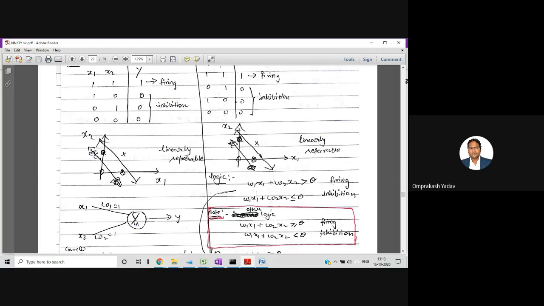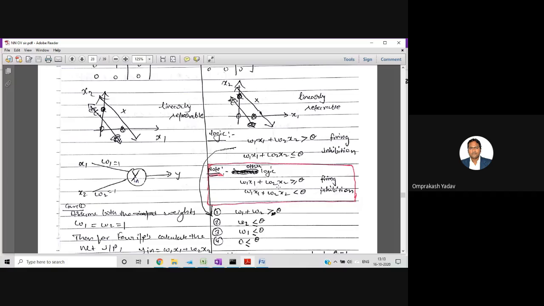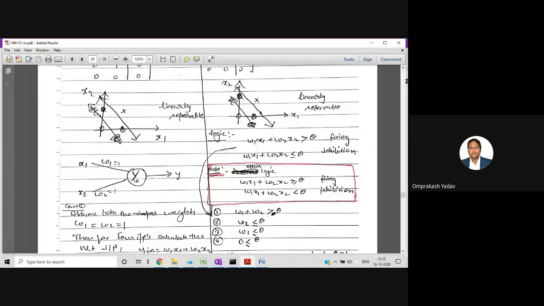And for the firing condition, it should be W1 x1 plus W2 x2 greater than or equal to theta. Or you can also say W1 x1 plus W2 x2 should be less than theta for firing, and greater than or equal to theta for inhibition.